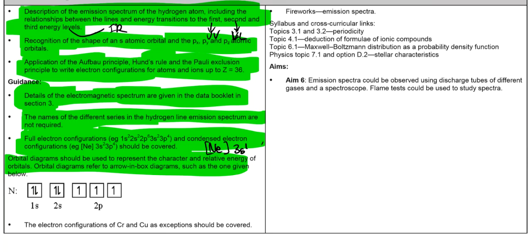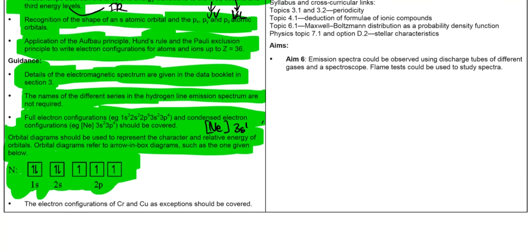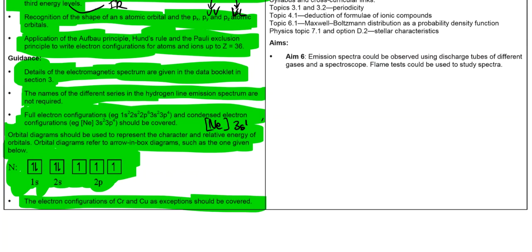Orbital diagrams should be used to represent the electrons in an atom. Earlier I used orbital diagrams to show you how to represent them. Again, I made a video on orbitals and explain the concept behind it. If you don't understand what orbitals are, you should look it up and get quite familiar with it, because they are a steep learning curve. The electron configurations of chromium and copper are exceptions, and should be covered.